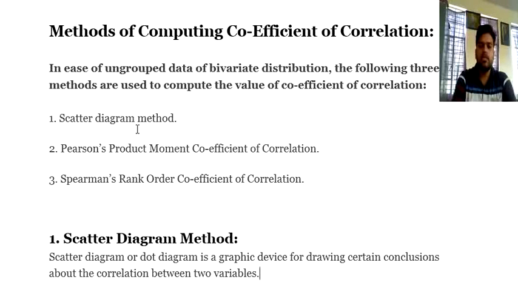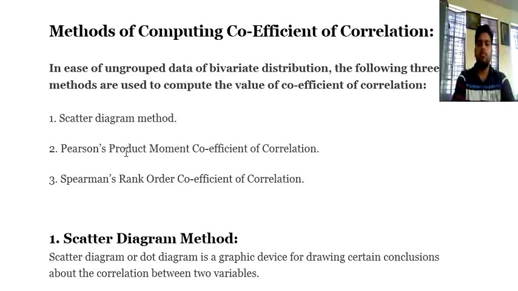So the first one is the scatter diagram method. We will see how, after going through a graph, after going through the scatter diagram, we can say whether this is positive correlation or negative correlation. This is the first method to analyze the correlation among the variables.